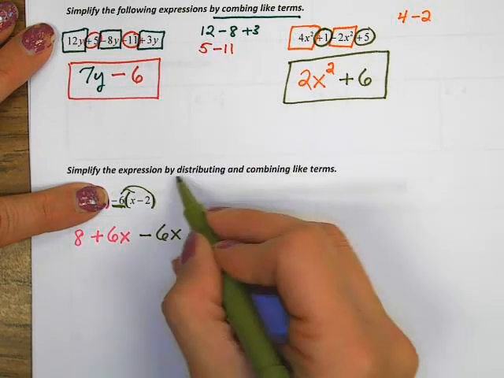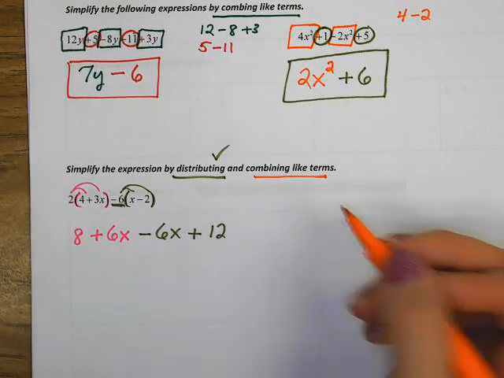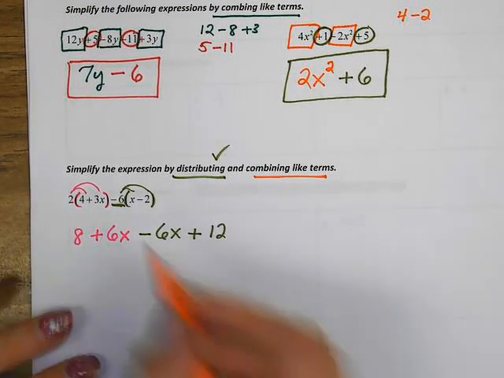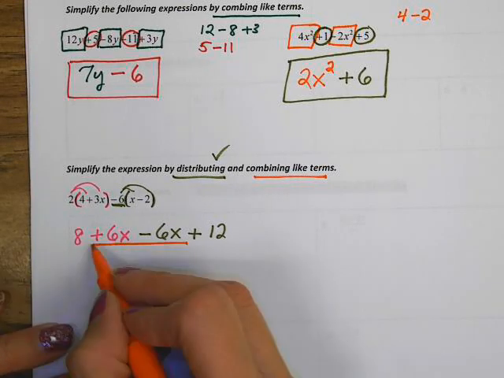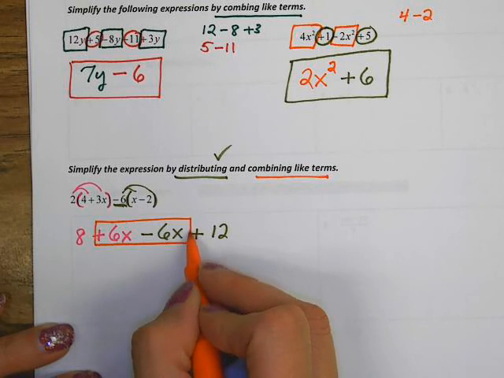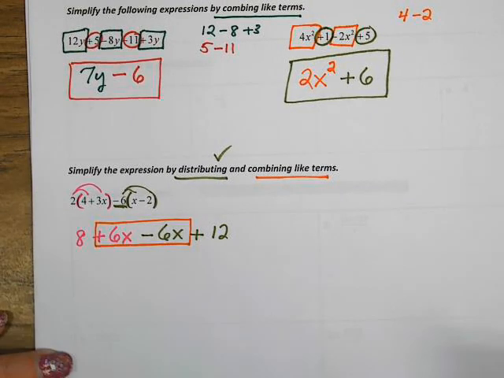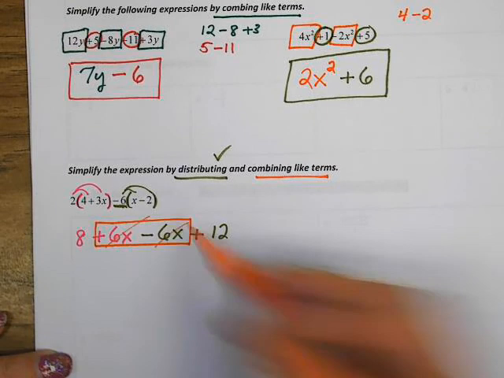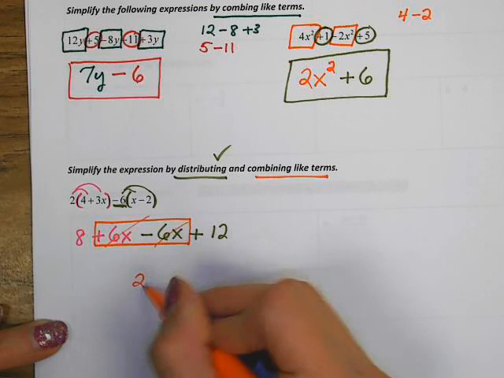Okay, so first we distributed, check. And now we have to combine like terms. So let's look at the variables. Positive 6x minus 6x. These are like terms right here. Positive 6x minus 6x is 0. Those cancel out. Cancel, cancel. 8 plus 12 is 20.